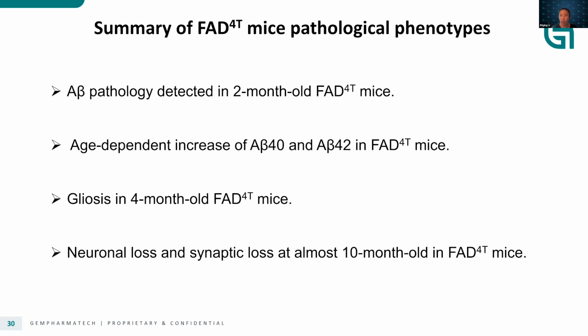The accumulation of A-beta 40 and 42 is age dependent. The older the animal, the more of the accumulation. We can see reactive microglia starting from 2 months of age, and very prominent in the 4-month-old FAD4T mice. And finally, in older 8 to 10 month old animals, we're seeing neuronal loss as well as synaptic loss.